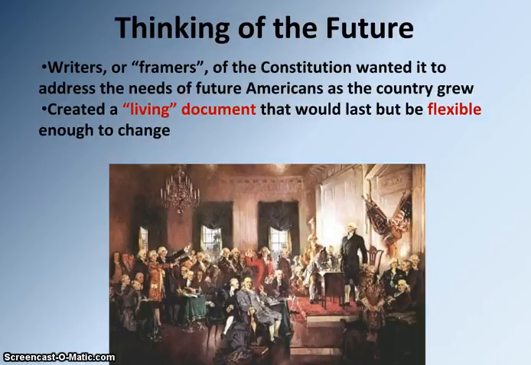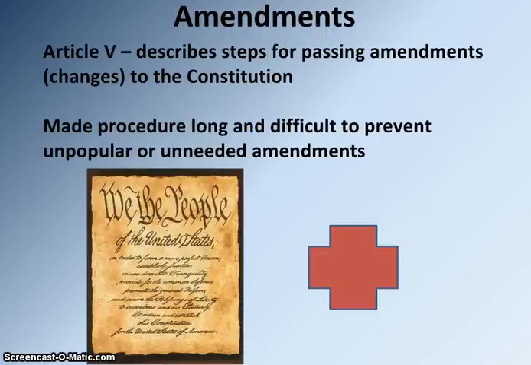So thinking of the future, the writers or framers of the Constitution wanted it to be flexible to address the needs of future Americans as the country grew. So they created a living document that would last but be flexible enough to change. So they created a procedure to do this. And that procedure is described in Article 5, which is making amendments. So it describes the steps for passing amendments, which are changes or additions to the Constitution.